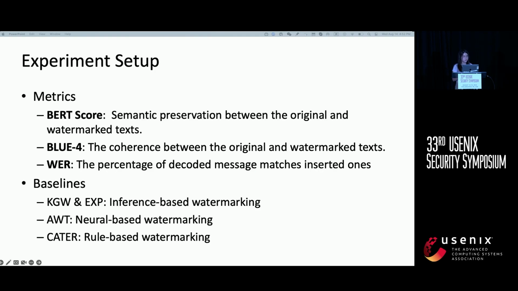Then we evaluate the performance of the watermarking framework from the following aspects. The first one is BERT score, which measures the semantic preservation between the original and watermarked texts. And BLEU for coherence between original and watermarked texts. And the WER as the percentage of decoded messages successfully matching the encoded ones. We also compare with several state-of-the-art watermarking frameworks, where KGW and XP are inference-based watermarking, AWT is neural-based watermarking, and K3 is rule-based watermarking.